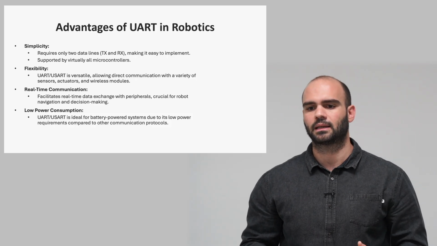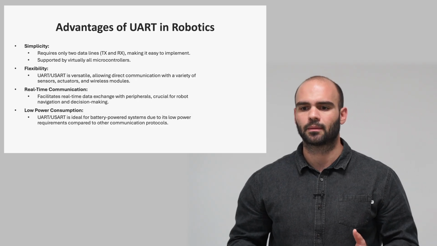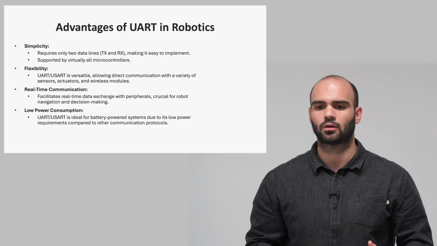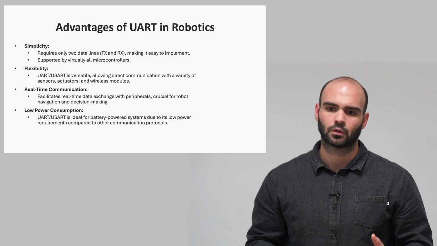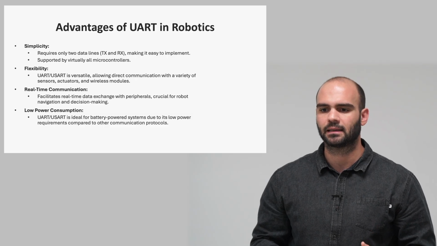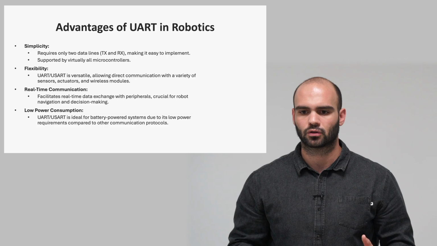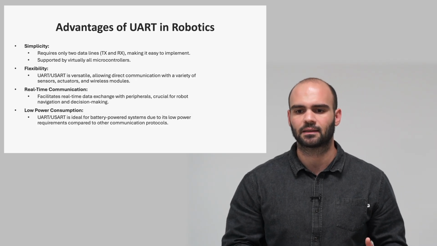Third, real-time communication. It allows quick and continuous data exchange between the main controller and peripherals, which is critical for real-time decision-making in robots. And finally, low power consumption. UART is energy efficient, making it ideal for battery-powered robots or mobile systems. In short, UART offers a great balance between simplicity, versatility, and efficiency.